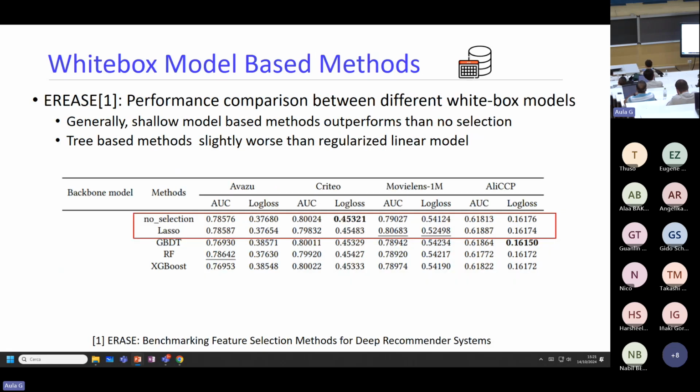And we also constructed a feature selection benchmark called ERASE to compare different feature importance estimation methods. This picture shows the comparison between different white box methods. Generally, shallow model, white box model based methods outperform no selection, and the tree-based methods are slightly worse than the regularized linear model.